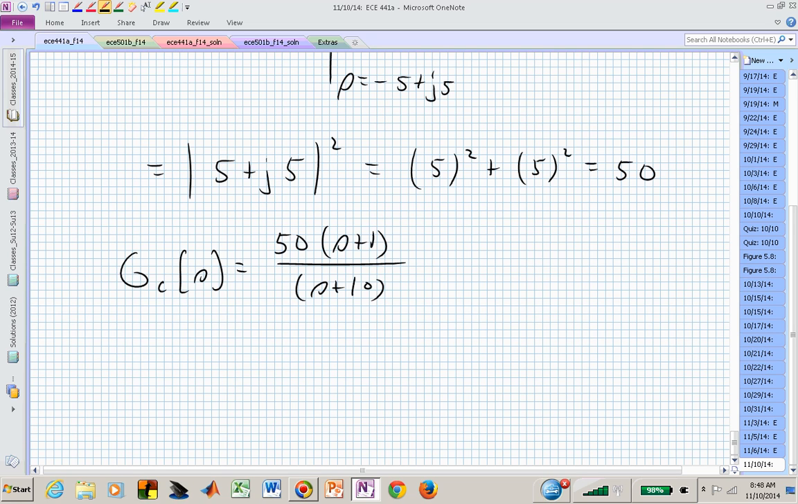Shouldn't have been. We've now designed a controller, and you can implement that with some op amps, resistors, and capacitors if you wanted to. What kind of a controller is it? Phase lead, because our zero is to the right of our pole. Question?